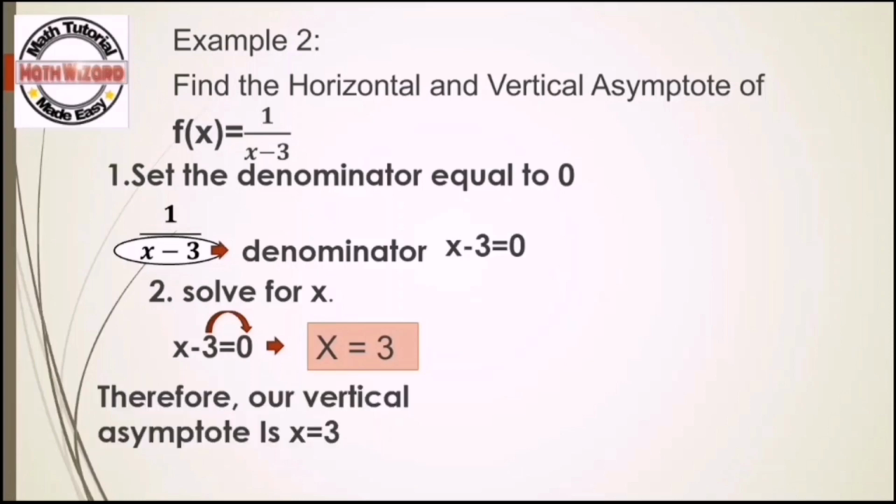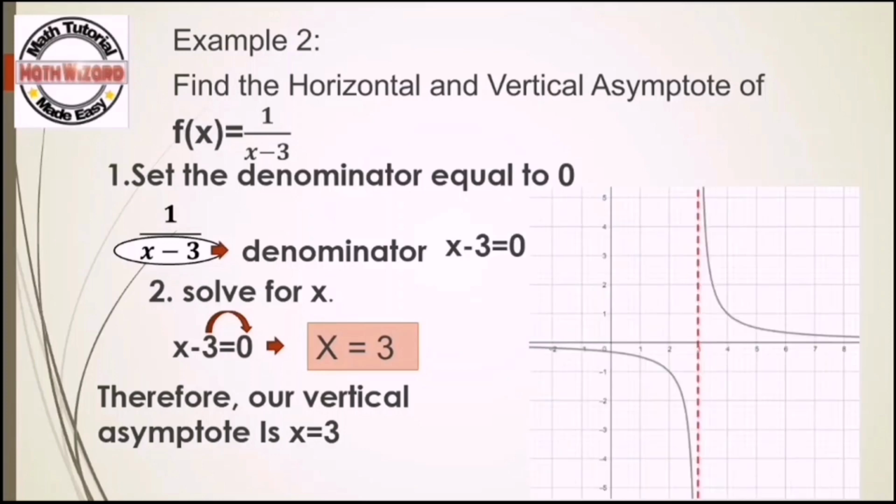Since x is equal to 3, therefore we can find our vertical asymptote at x equals 3. So if we're going to graph that, or plot that vertical asymptote, we can find it at x equals 3. That one, that broken line vertically, the red one. Okay, next, since we are done finding the vertical asymptote, let us try to find the horizontal asymptote.